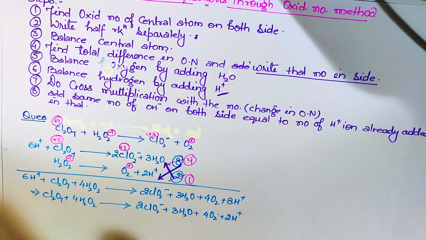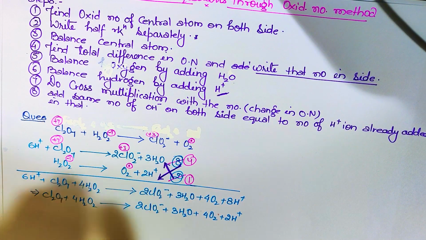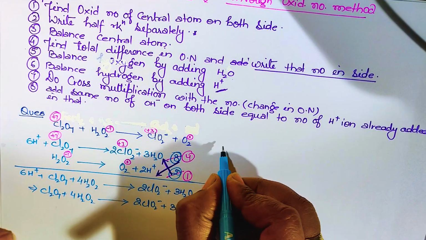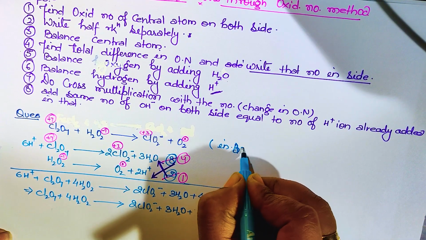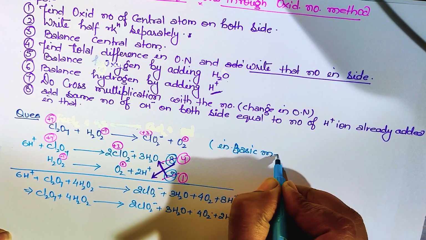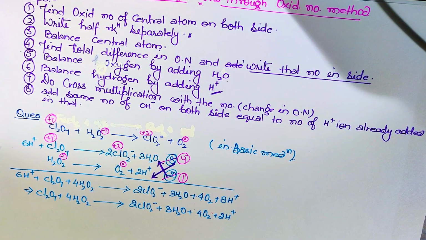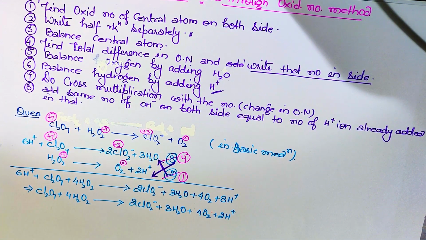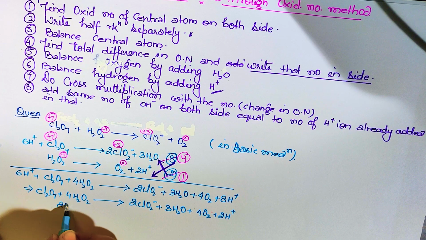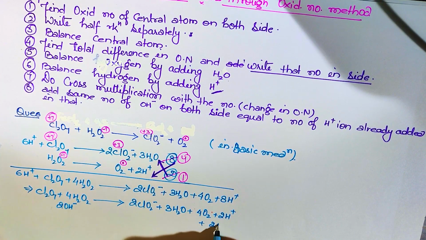See, we can leave the equation here also. If nothing is mentioned about which medium you have to balance in, we can leave it here. But if it is specified that balance this in acidic medium or in basic medium, then what next we have to do? In this case we will add OH minus for that. Okay, so just add it. With this 2H plus, equal number of OH minus should be added on both sides. So 2OH on this side as well as 2OH on this side.